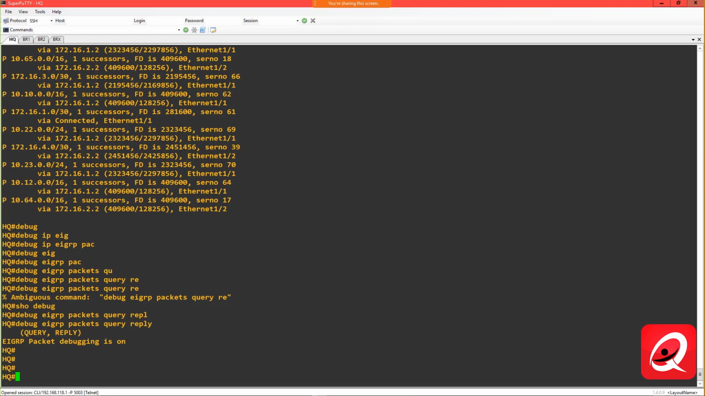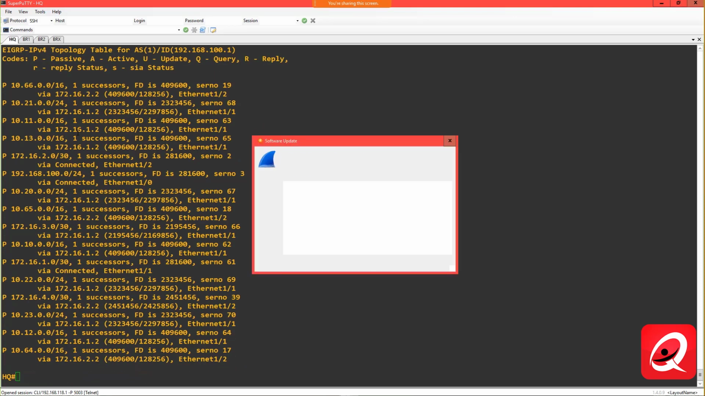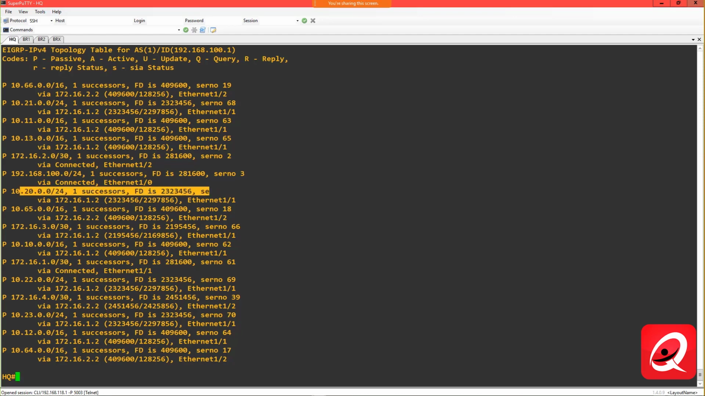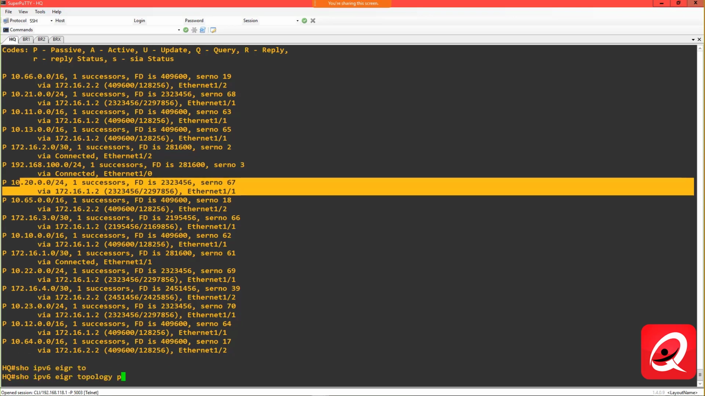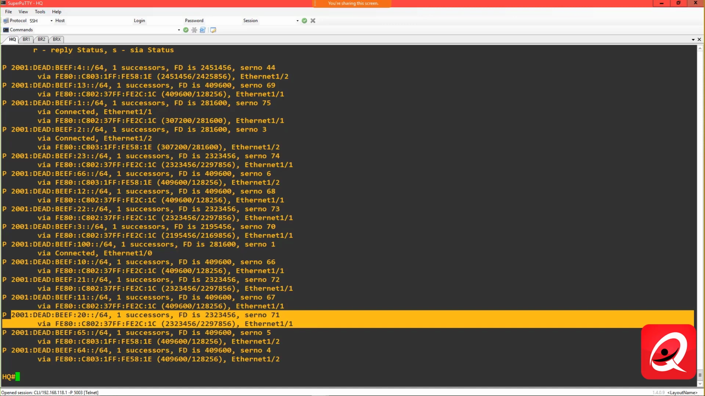It's just really strange that I'm not seeing show ip eigrp topology all-links. Why I'm not seeing that secondary path for this guy right here. Let me try the IPv6. Show ipv6 eigrp topology all-links. So here's the 20. Where's the 20? Am I missing 20? No, there it is right here. So we're seeing the same thing with IPv6 as well. The same behavior.